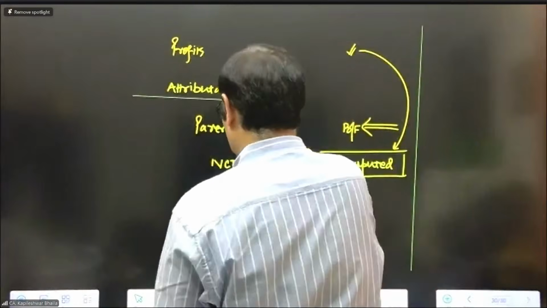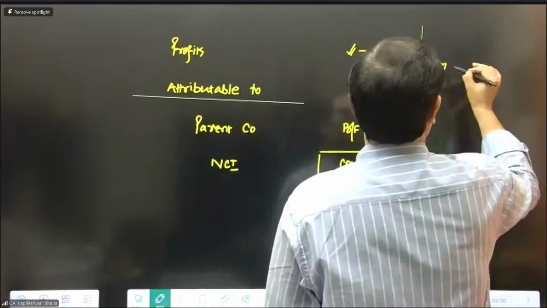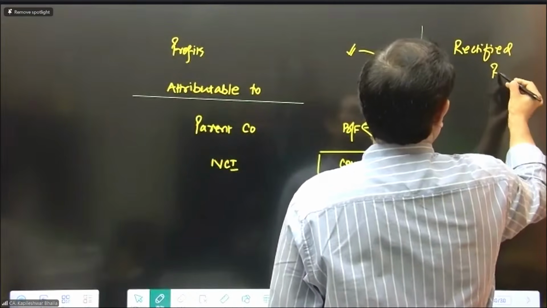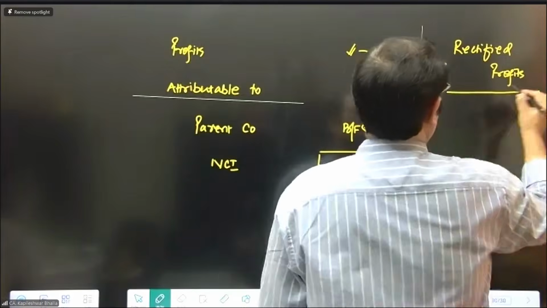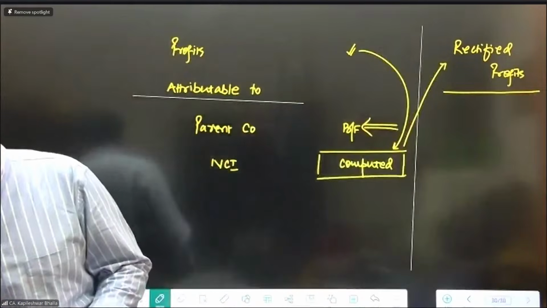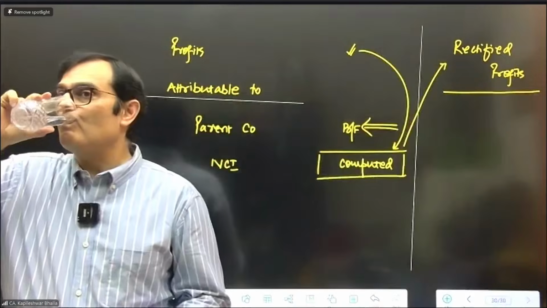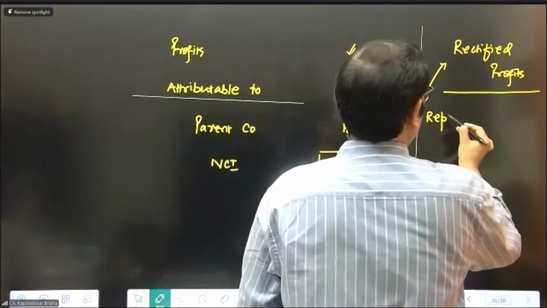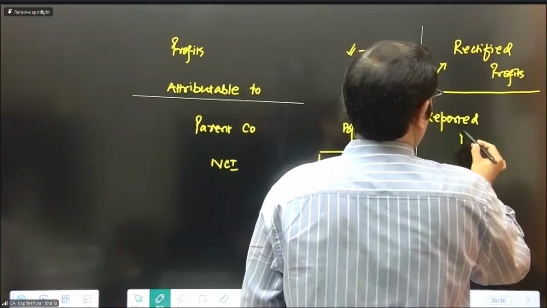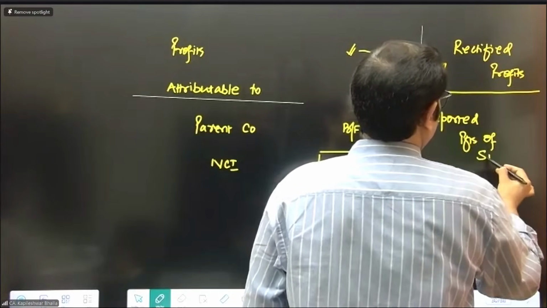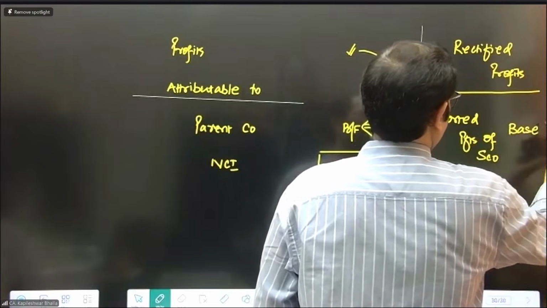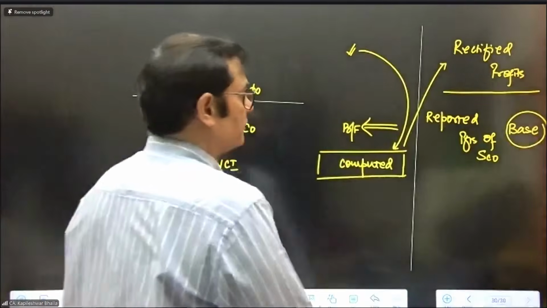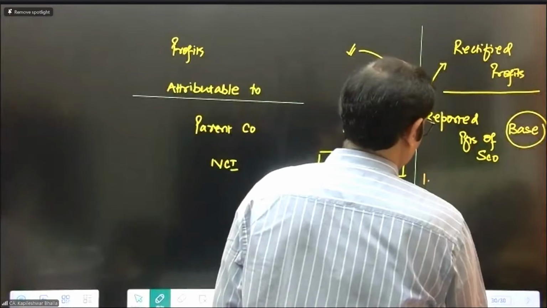So in order to compute this figure, we need to get what is called the rectified profits in this case. So we will take the reported profits of the subsidiary company as a base. And on this, we are going to make three adjustments in this case. Adjustment number 1, 2, and 3.